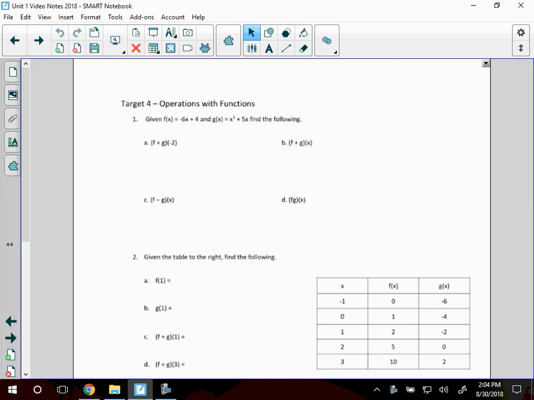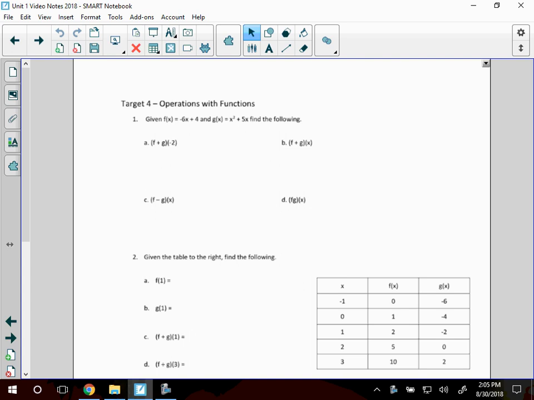Okay, so today we're looking at target 4, operations with functions. Remember, operations really just means add, subtract, multiply, and divide. So we're going to be adding, subtracting, multiplying, and dividing functions. There's some notation that you need to understand here.